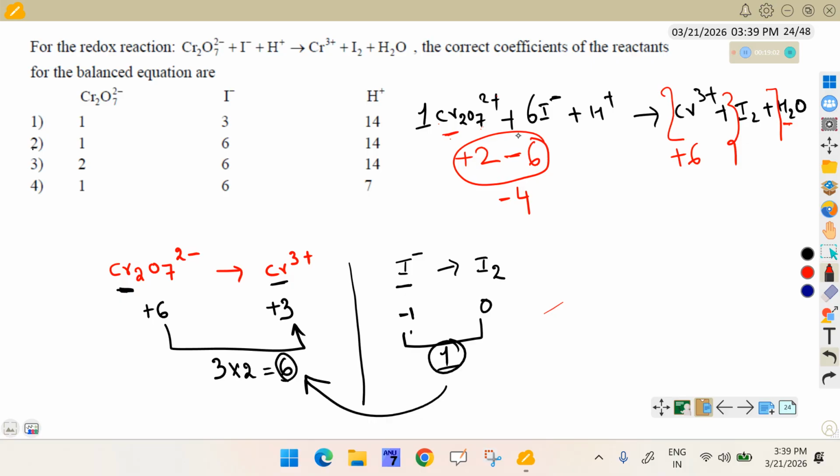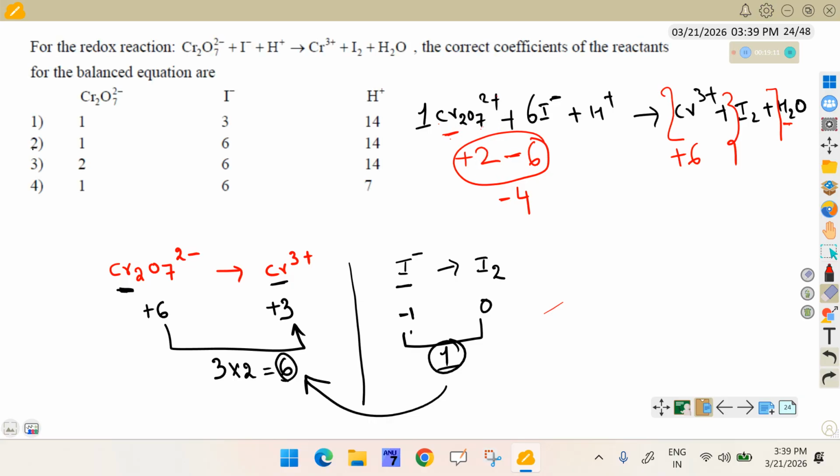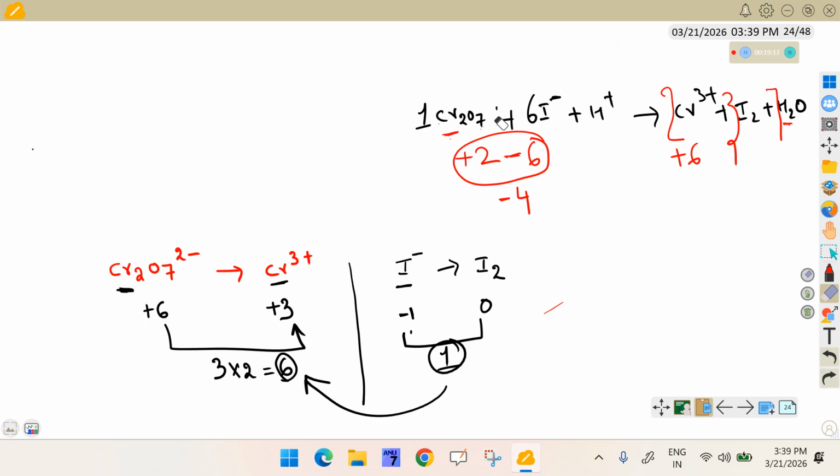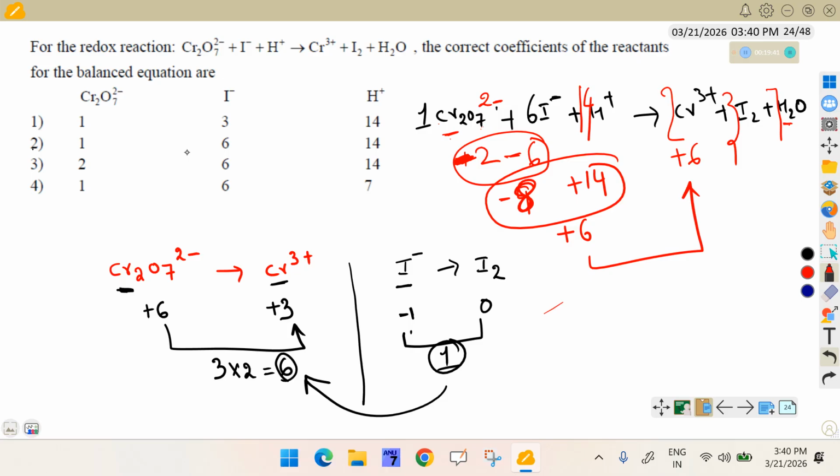Check it once. Sorry, here this is Cr2O7 2-. Now oxidation number minus 2, minus 6, minus 8. Now balance the charge also. 14 H+, multiply with 14, plus 14. Minus 8 to plus 14, difference is plus 6. Charges are also balanced. So the correct option is first option. Sorry, correct option is second option.